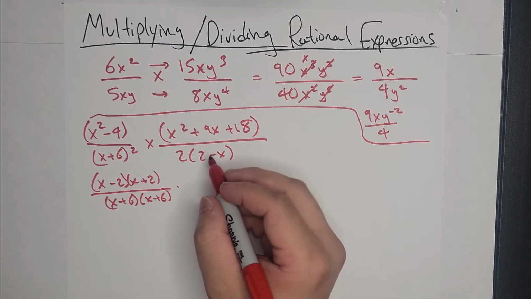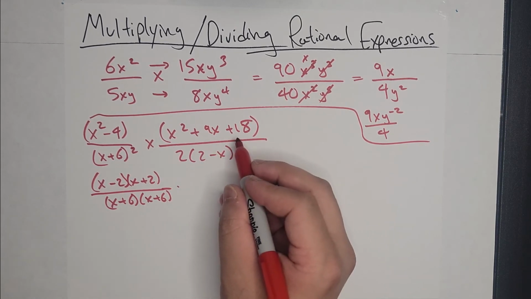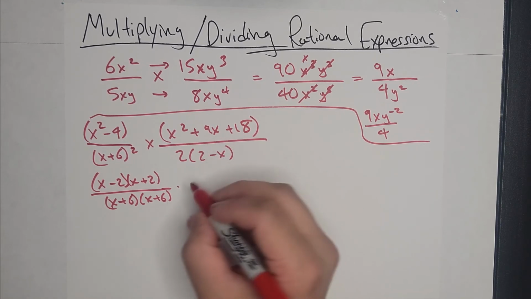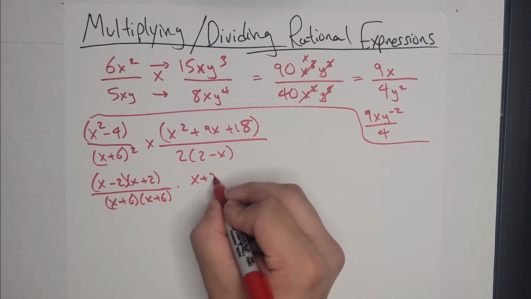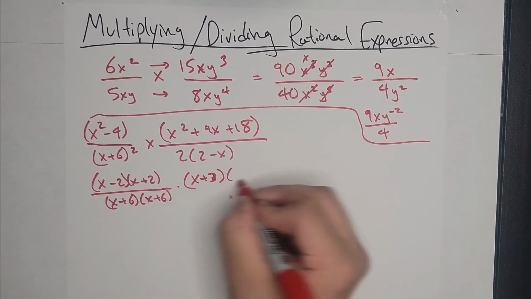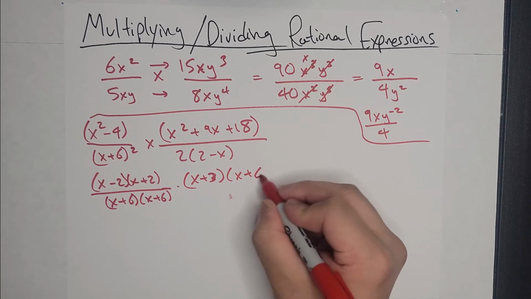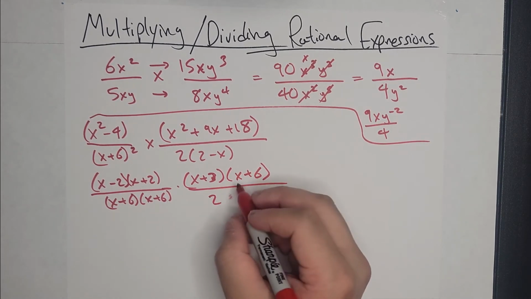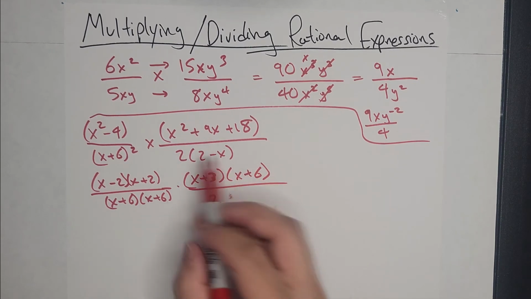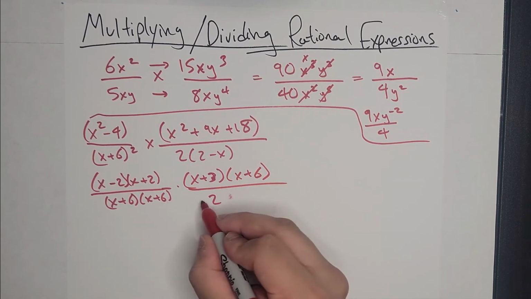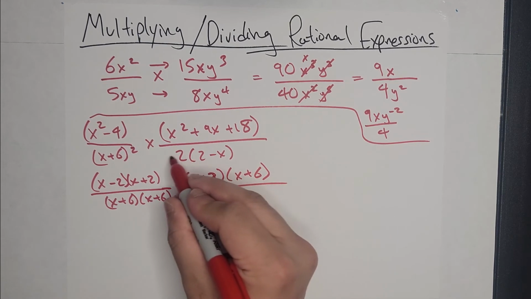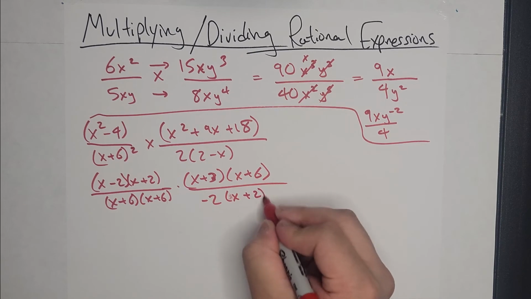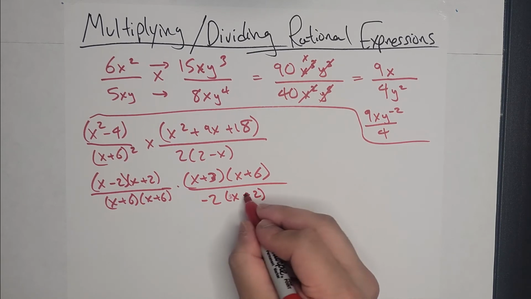times, let's factor that out, two numbers that multiply to 18 but add up to 9, same sign. That should be 3 times 6, x plus 3, x plus 6, divided by 2 times, see this 2, x minus 2, if I take out the negative sign from the bracket and put it in front of there, I'm left with x plus 2. Sorry, no, x minus 2.